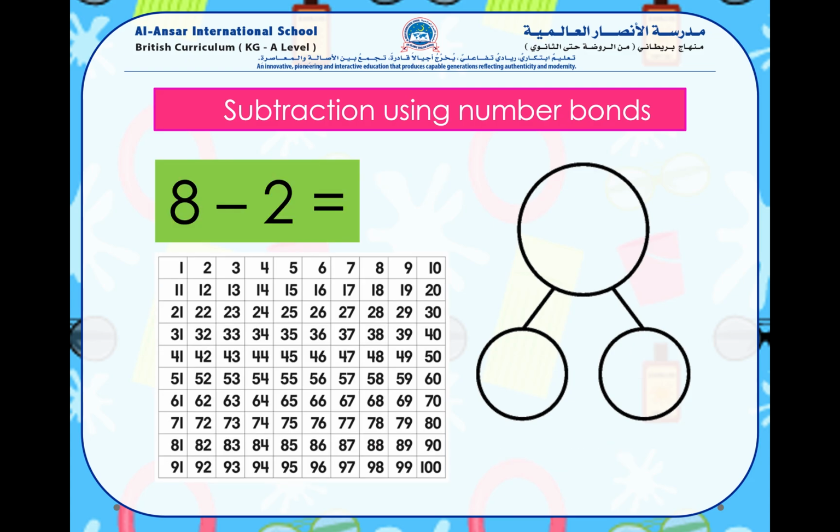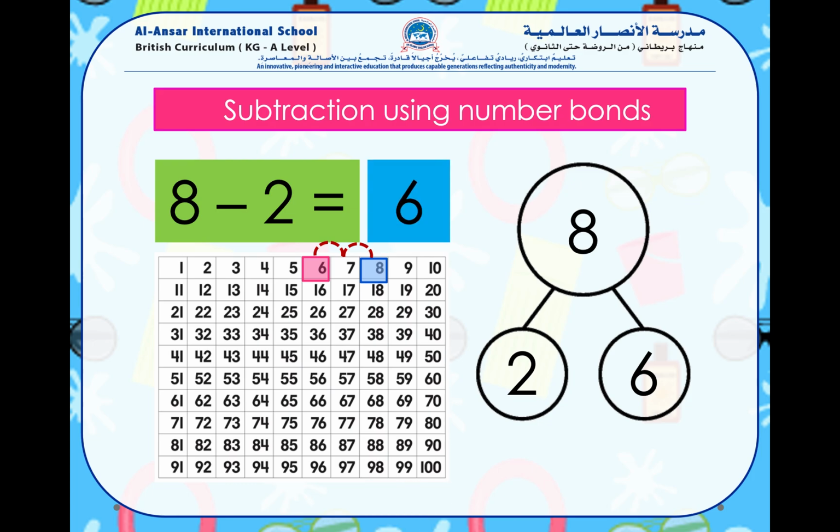Let's try this one. We can also use a number chart to help us find the answer. Here we have the number 8. 8 minus 2 equals what number? We can put 8 as our whole and 2 as one of our parts. And now we can also count 8 and jump 2 backwards, and we will see that 8 minus 2 is equal to 6. Let's try the next one.